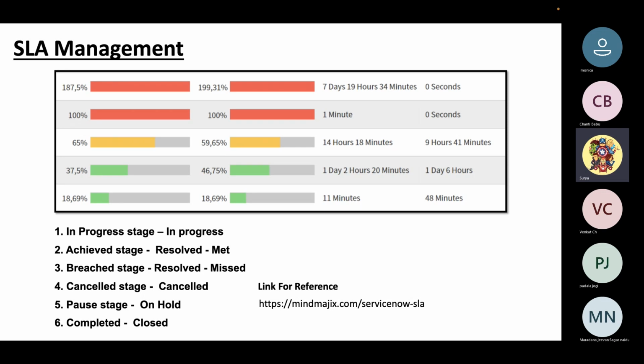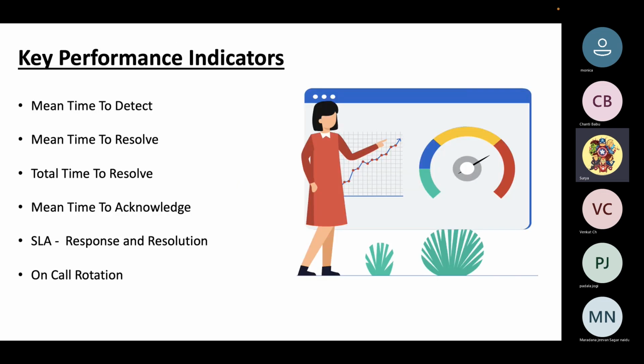Because whenever an incident manager comes and takes a look at the incident, if it is kept on hold just like that, you as an incident manager should not encourage that. You should go to the assignment group manager and ask, "Hey, why didn't you provide the proper on hold reason for this?" That is how things will work. So this is how SLA management works, and these are the performance KPIs: mean time to detect, mean time to resolve, and everything.